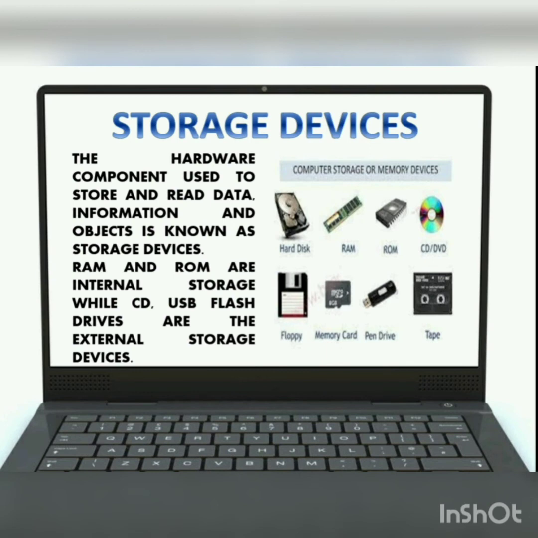Now, we will discuss storage devices. Kids, the hardware components that are used to store and read data, information and objects are known as storage devices. Our computer, kids, uses two different types of storage devices. One is internal devices and the other is external memory devices. RAM and ROM are internal storage devices, while CD, USB flash drives, meaning the pen drives, are the external storage devices.